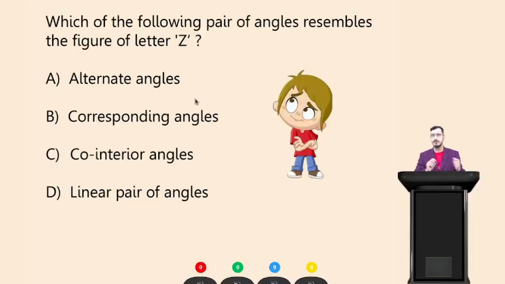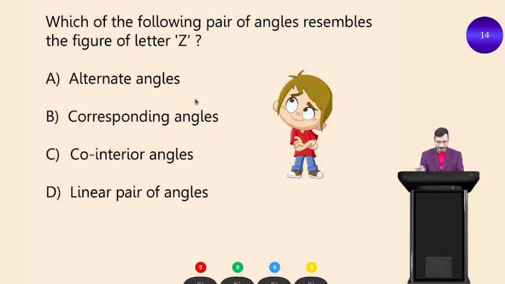Okay, student, now it's question time. I have a question for you. Which of the following pair of angles resembles the figure of letter Z? I am giving you 30 seconds. Which option is correct here? Alternate angles, corresponding angles, co-interior angles, and linear pair of angles.